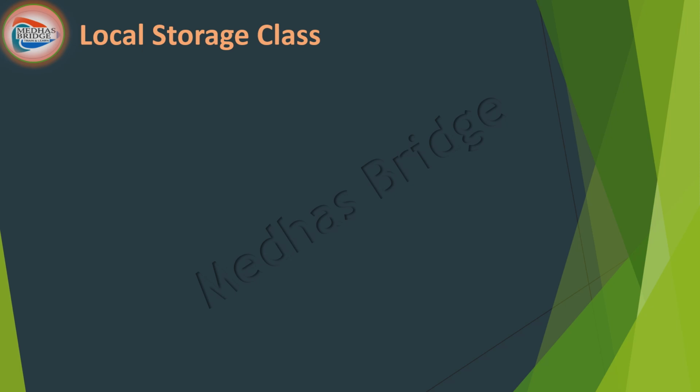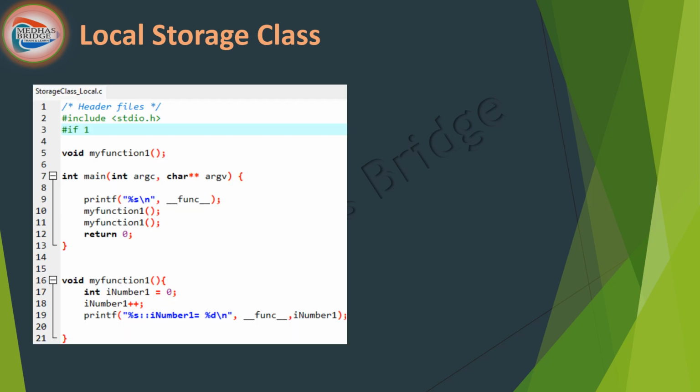Let's look at this program to understand how local storage class works. I extended the previous example. I have a function subroutine called my function one, where I declared a variable as an int, initialized to 0, incremented, and print the value in it. Now I'm calling this function twice from the main program. That is how it works, right?